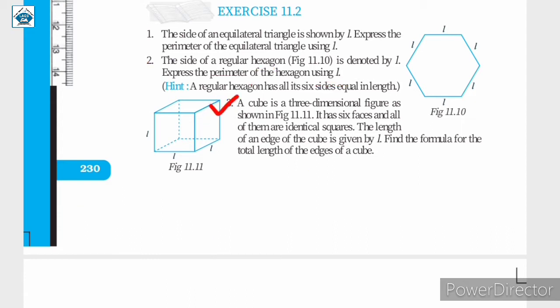Question number 3. A cube is a three-dimensional figure as shown in figure 11.11. It has 6 faces and all of them are identical squares. The length of an edge of the cube is given by L. Find the formula for the total length of the edges of a cube. So in this question we are given a cube as it is shown in figure 11.11. It is a three-dimensional figure and it has 6 faces.